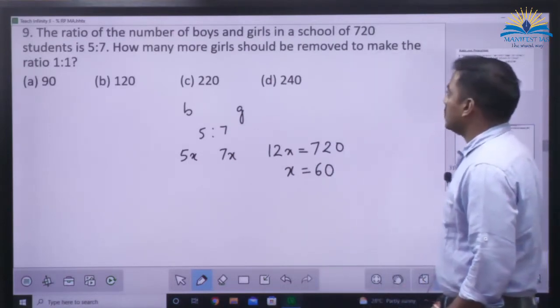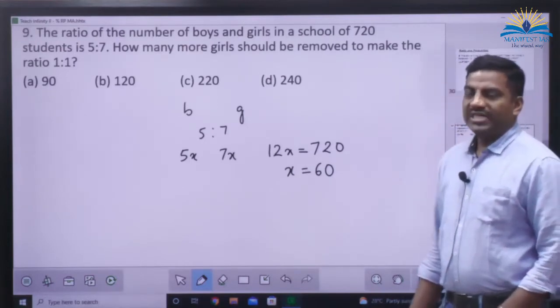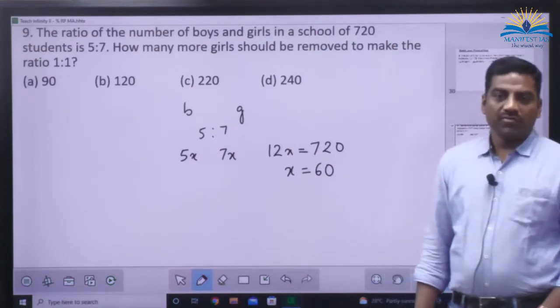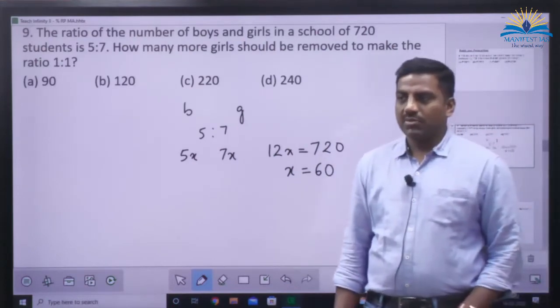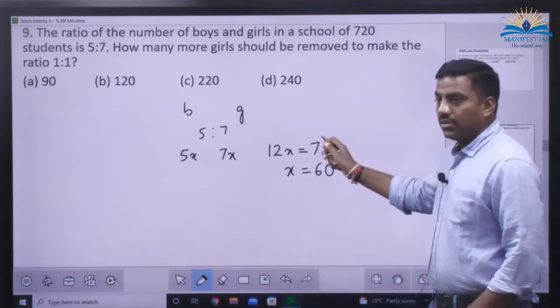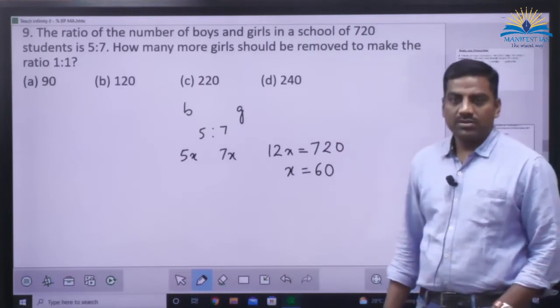How many girls should be removed to make the ratio 1:1? 1:1 means equal number of boys and girls. Number of boys equal to number of girls. So what is the total strength? 720. So how many boys and how many girls do we want?